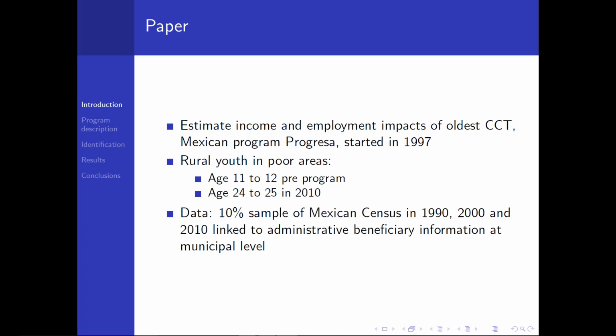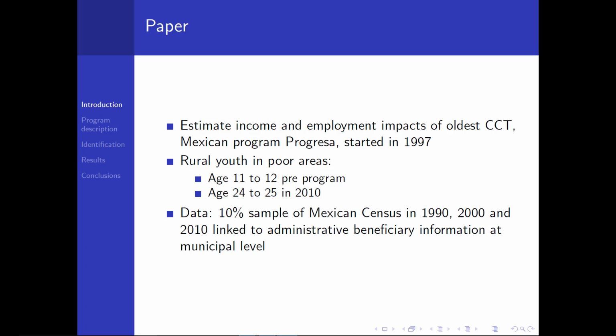For the long-term effects, I'm going to look at these same kids who were 11 to 12 when the program started. They'll be 24 to 25 in 2010, which is when I'll last look at them. At that point, I can see what's happened to their outcomes in the labor market, and I'll also show that they do in fact achieve more schooling.